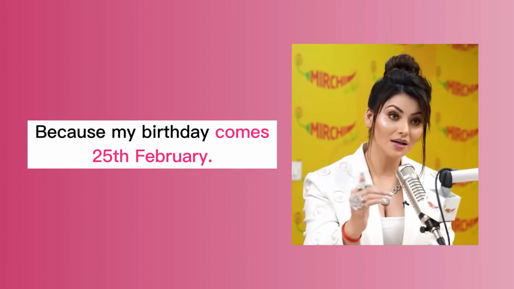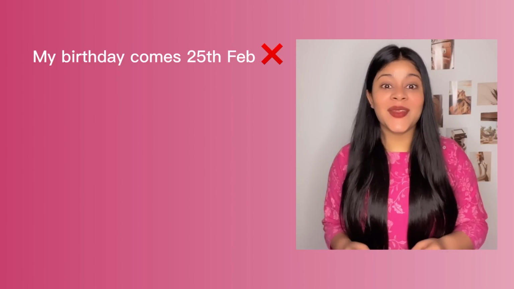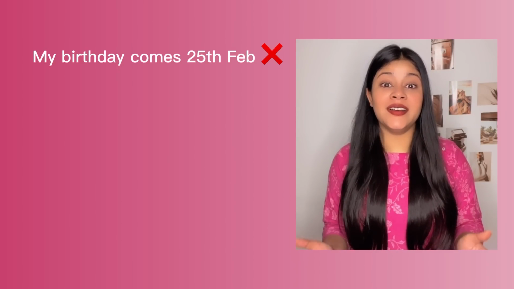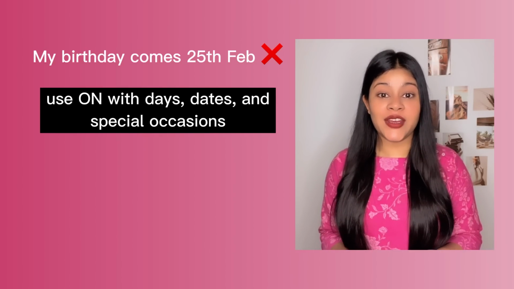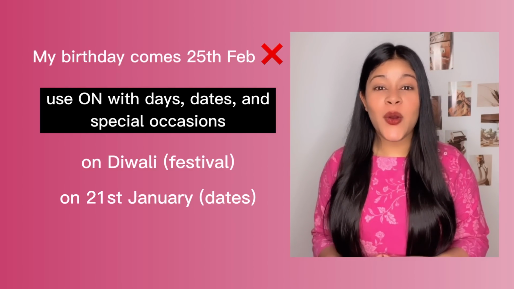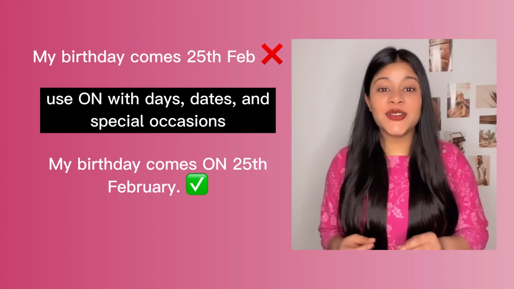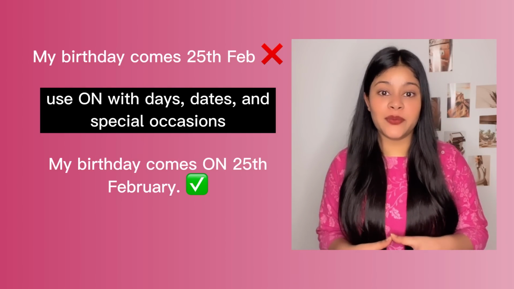I was supposed to be 18 years old, I was 21 days short because my birthday comes 25th February. In this sentence, there is a word missing again. We use on with days, dates, and special occasions. For example, on Diwali, on 21st January, on Monday, on Tuesday. So the correct sentence here would be, my birthday comes on 25th February.